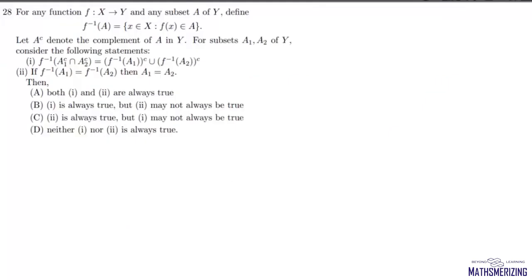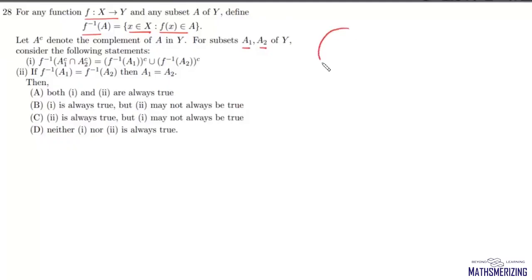Now question number 28 is, for any function f from X to Y, for any subset A of Y, define f inverse of A as x belongs to X such that f(x) belongs to A. And A^C denotes the complement of A in Y. Now for two subsets A1 and A2 of Y, consider the following statements, and then we have to tell which of the statements are always true. Now we'll solve this question using counter examples.